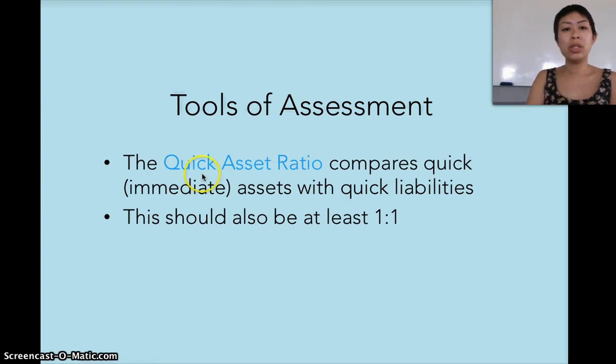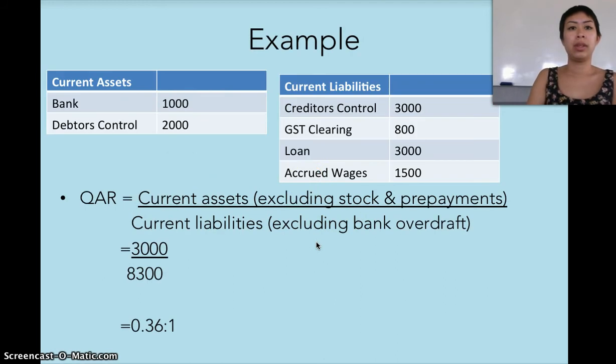Another tool we can use is called the quick asset ratio. It basically compares quick or immediate assets with quick liabilities. As a guide, it should also be at least 1-to-1. So looking at the formula, it's current assets but excluding stock and prepayments, and current liabilities excluding bank overdraft.